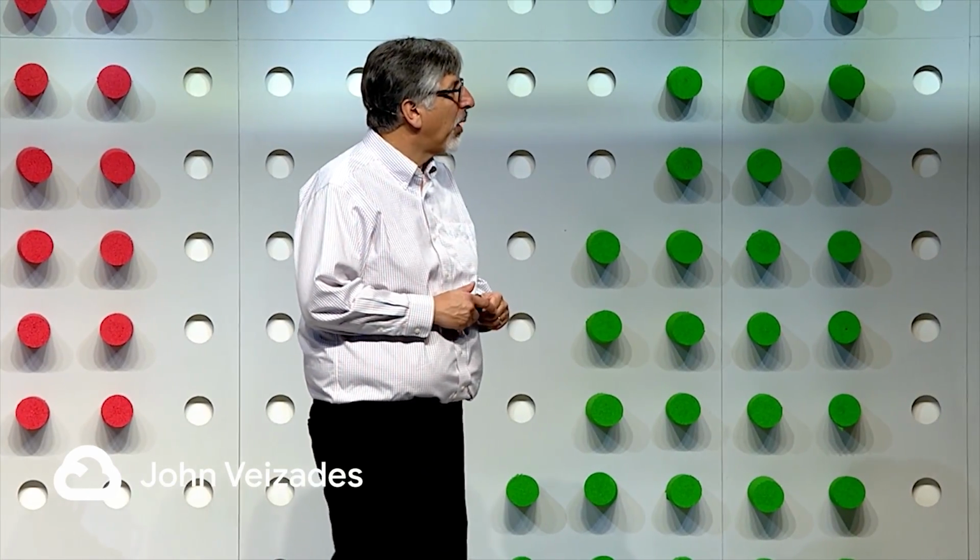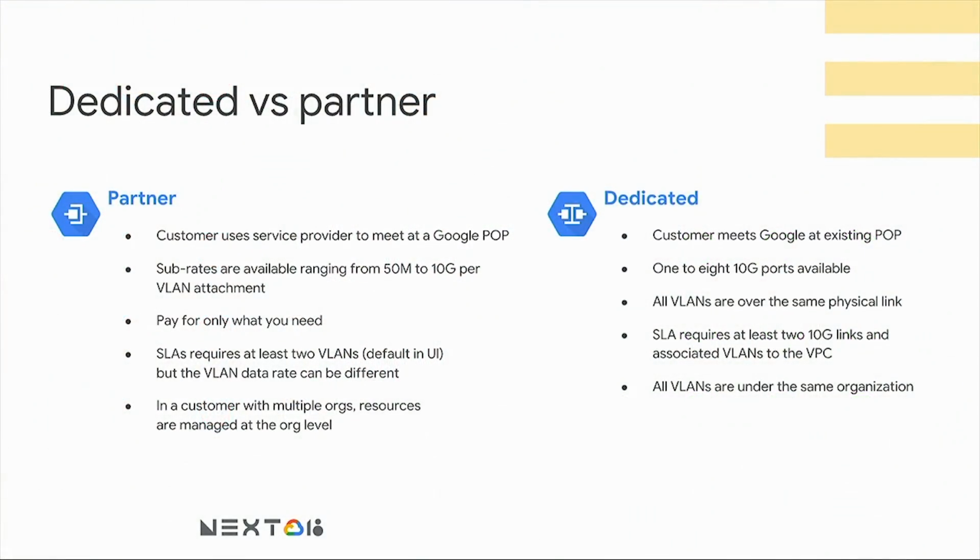So what are some of the other differences of partner and dedicated? I think the biggest difference between partner and dedicated is that you can get sub-rate interfaces with partner. So for instance, if you're a retail establishment with many stores all over the nation, you don't need a 10 gig connection per store. You may want a sub-rate interface per store. You probably have an MPLS provider. They're giving you a 100 megabit MPLS link to cloud for each one of those stores. So that's something you can get with partner, but you can't get with a dedicated solution.